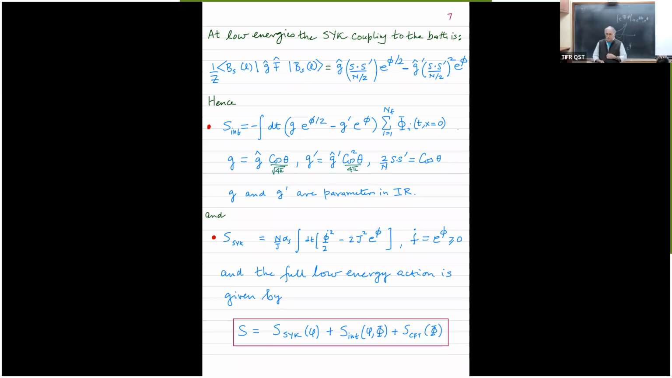Yes, so we expect this approximation to break down at some point. That's a very important point. When we do the computation, you'll see. I'll come to that. Yeah, sorry. But don't be sorry.